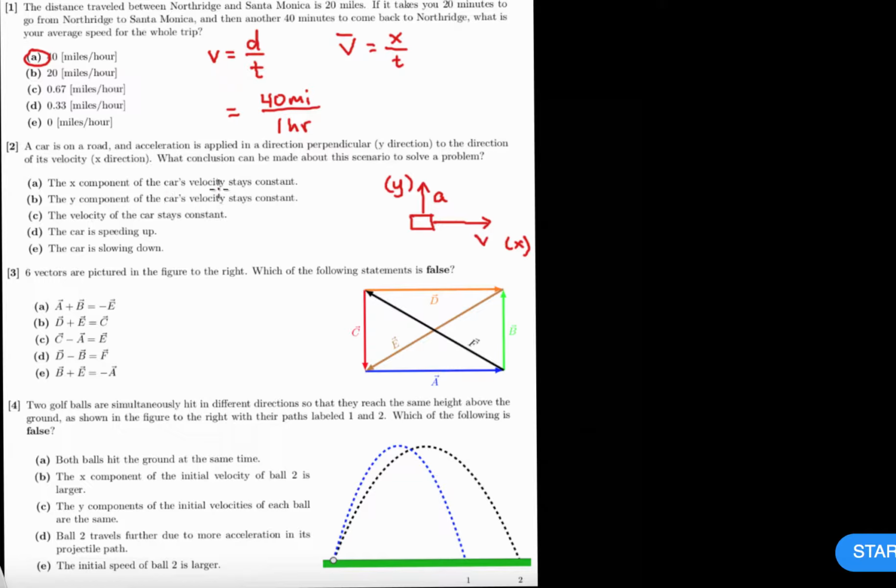The x component of the car's velocity stays constant. That's true, because there was nothing that accelerated it in the x direction. The y component stays constant? No, because something accelerated it. The velocity of the car stays constant? No, in fact it goes faster because it has this velocity component plus that one. Plus it's going to get some velocity this way, so it'll be more. The car is speeding up. Well, that's also true.